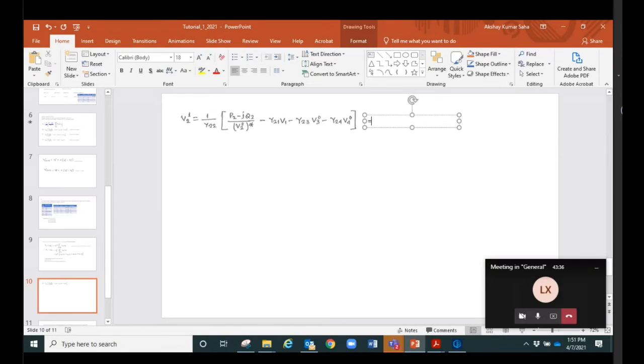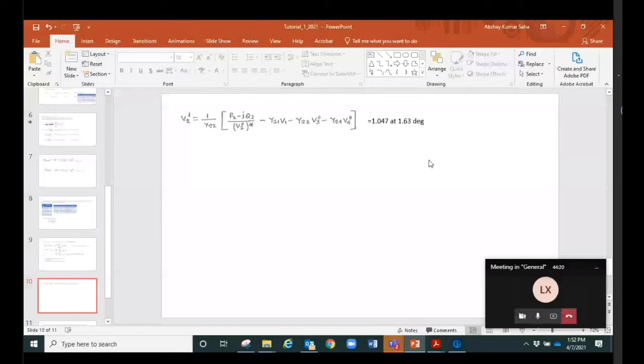So if you don't have this, let me help you. Its value is what I have, 1.047 at 1.6 degree. So now we have a value of the angle which was not given in the first place. It was just given as delta 2. So we have now V21, which has both the magnitude and angle: 1.047 at an angle 1.63.